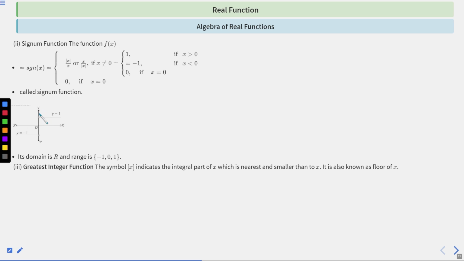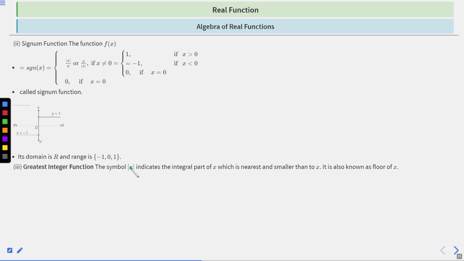You can see this. y is basically 1 when x is greater than 0. y is basically 0 when x equal to 0. And y is basically minus 1 when x is less than 0. Right? Its domain is all real and range is minus 1, 0 and 1.